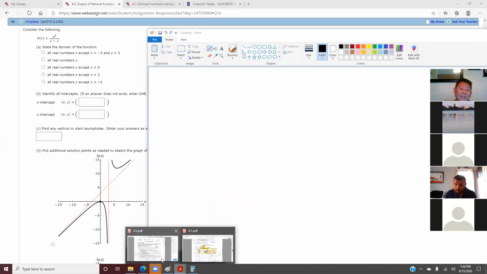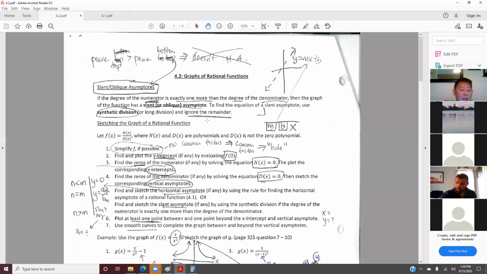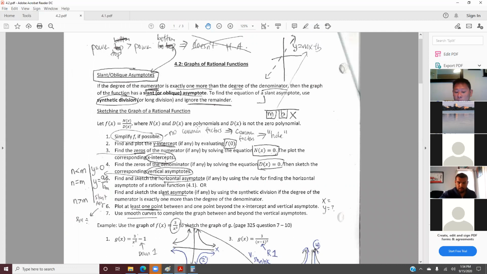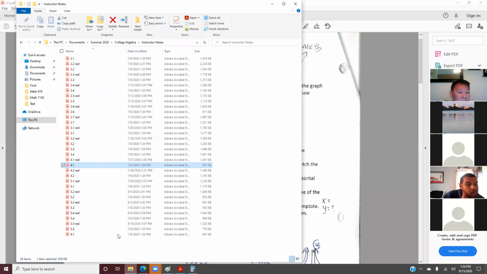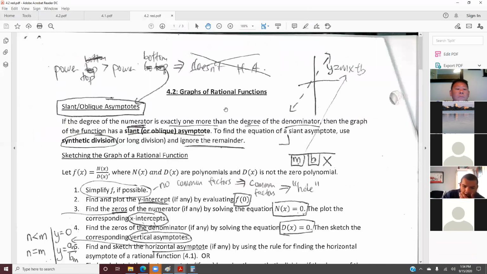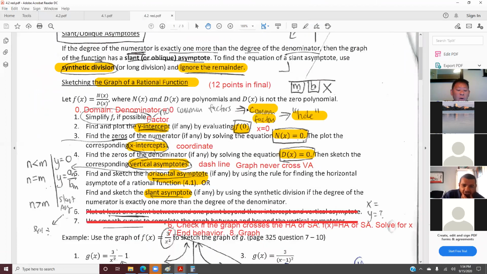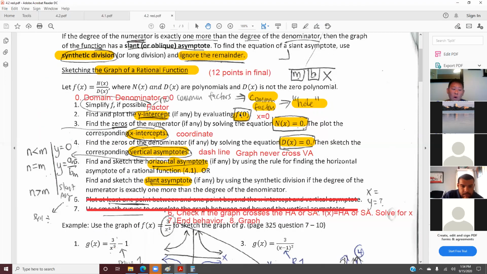All right, let's take a look at 4.2 here. Yep. So 4.2 has a lot of things to do here. So this is what you guys need to do in 4.2. Sorry, let me show you a better one. No, this is the one. So when you want to graph a rational function, you have to go through 8 steps. This is what we do here. So this is the right way to do it.